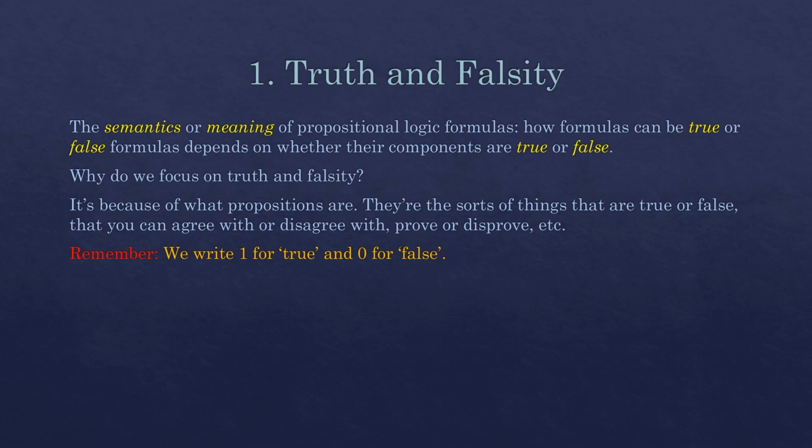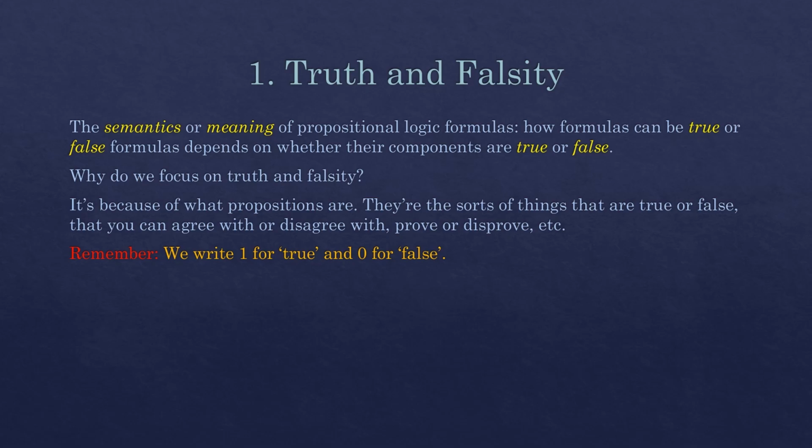Truth and falsity. What can we say about this topic? The semantics, or meaning, of propositional logic is about how formulas can be true or false, depending on whether their components are true or false. Why do we focus on truth and falsity? It's because of what propositions are. They are the sort of things that are true or false, that you can agree with or disagree with, prove or disprove, etc.